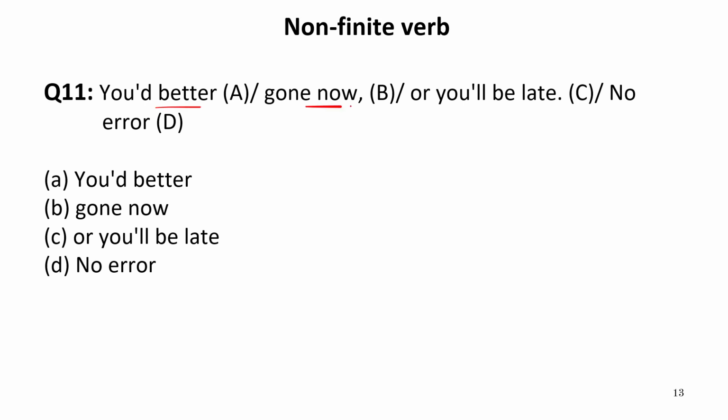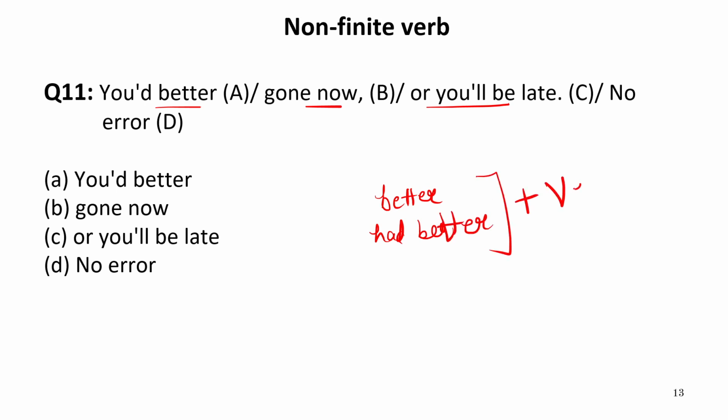You had better gone now or you will be late. Now in this case, the first part is "you had better." Whenever we have the word better or had better, we always use the verb first form and we do not use the preposition to before it. So, you had better go now. Gone should be replaced with go. So the error is in part B. Answer is B.